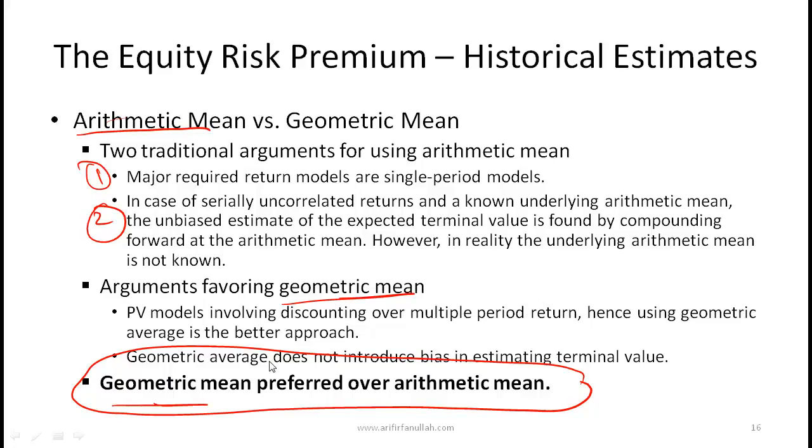I really doubt that you'll be tested on this stuff, but what you might be asked in a multiple choice question is that in calculating the equity risk premium, is it better to use the geometric mean or the arithmetic mean or the harmonic mean or whatever? So the answer is geometric mean.